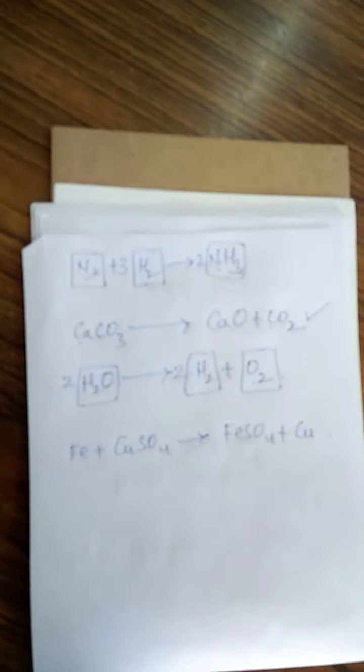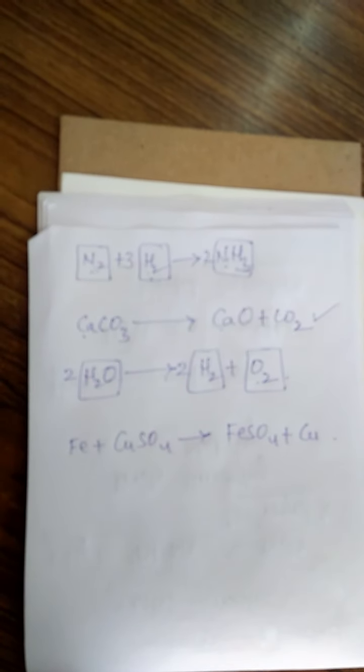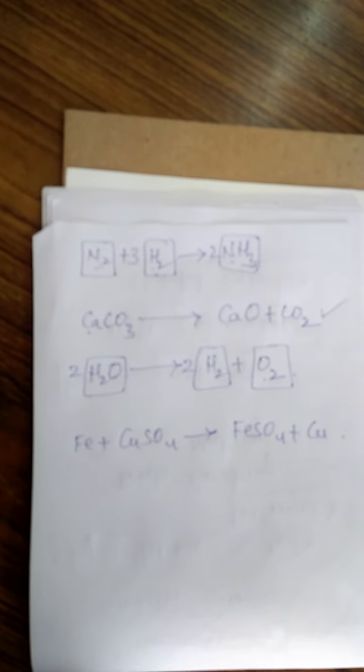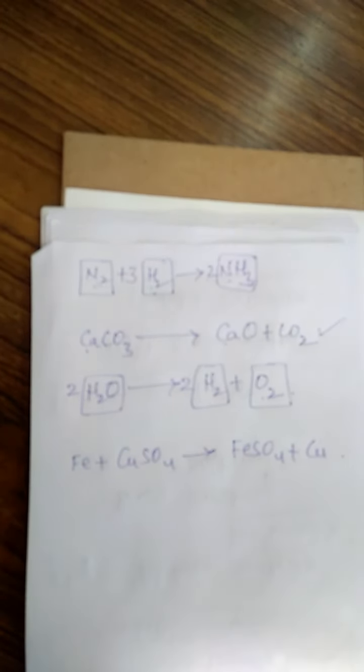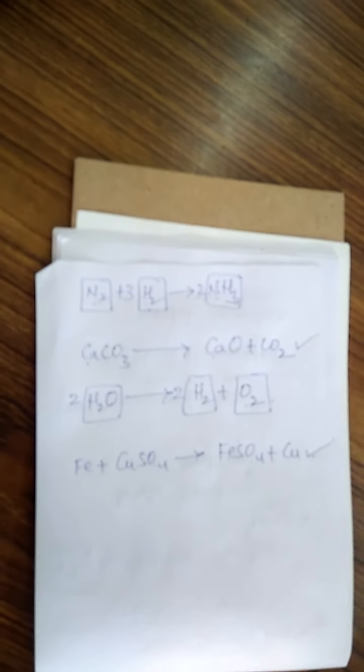Now just observe, how many iron atoms? Left hand side, right hand side, only one. Copper, left hand side, right hand side, only one. Sulfur, only one. Oxygens, 4. Both the sides the same number is there. So already balanced, no need to do anything.